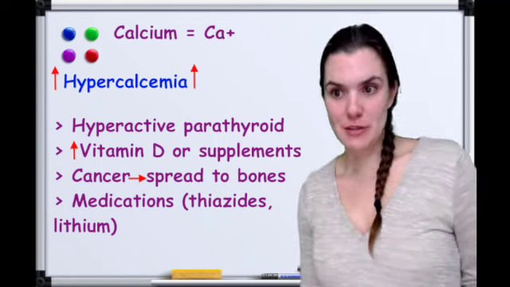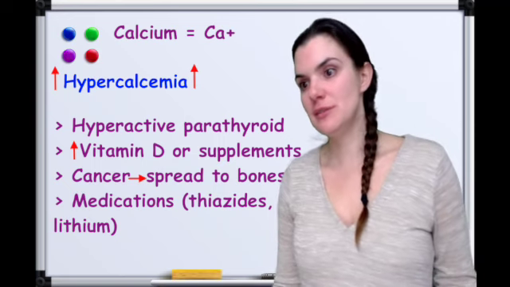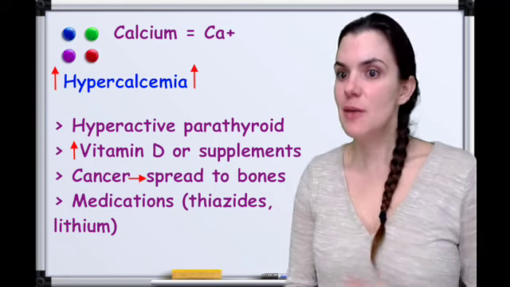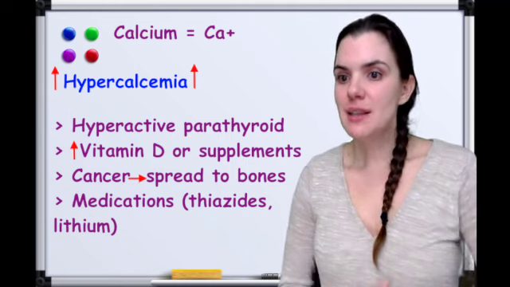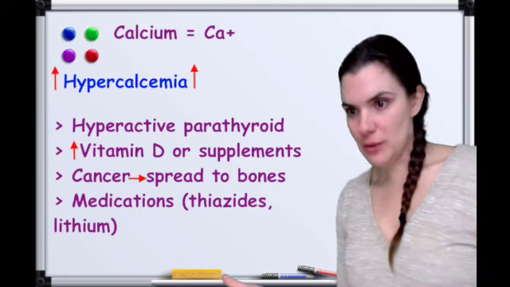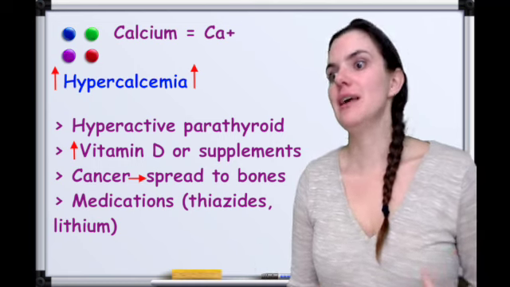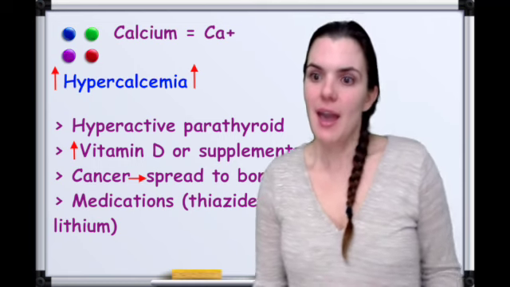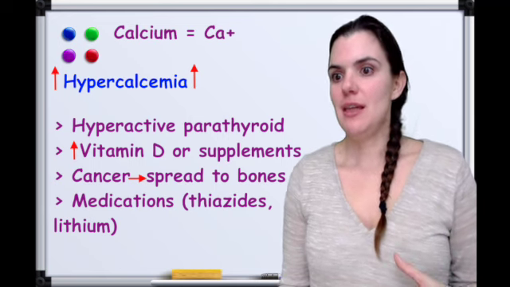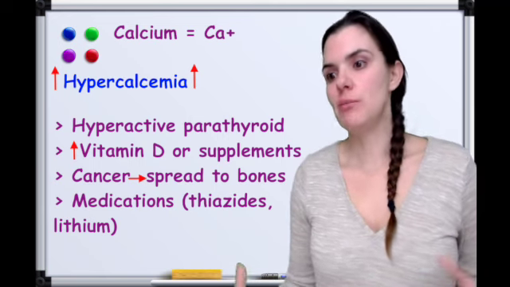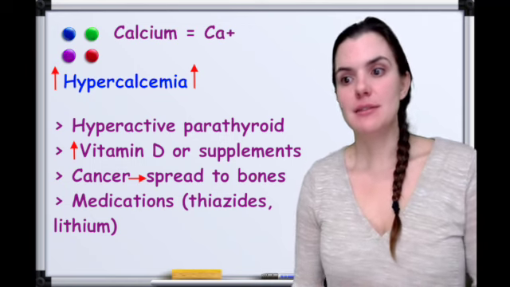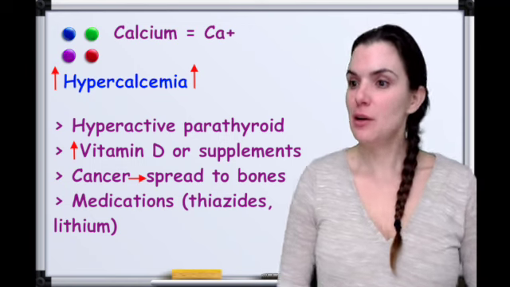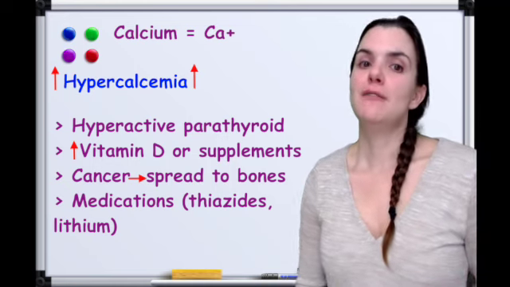If a patient also has cancer that's spread to the bones, this can affect the calcium levels because it causes too much calcium to leak into the blood. And then finally, medications. Some main ones that you may remember are things like thiazide diuretics. And they can do this because they affect how the kidneys are absorbing calcium. Lithium is also another medication because lithium can affect the parathyroid hormone, which causes the body to have too much calcium.